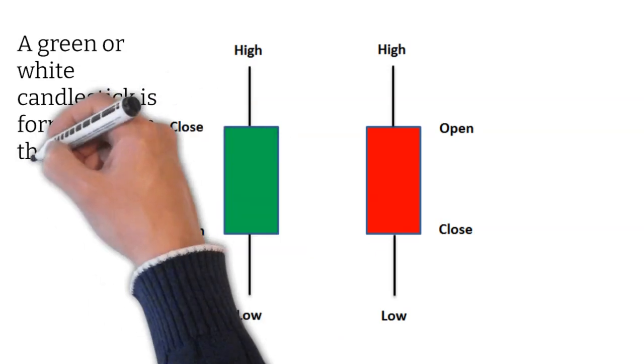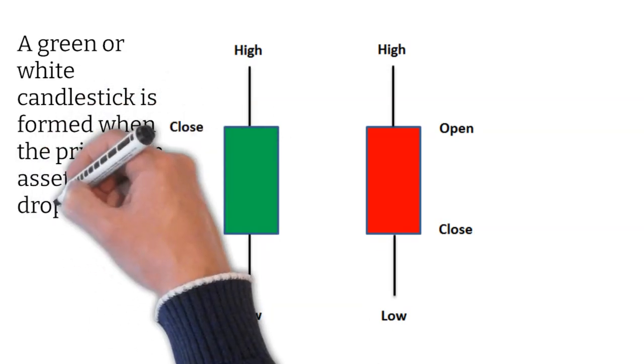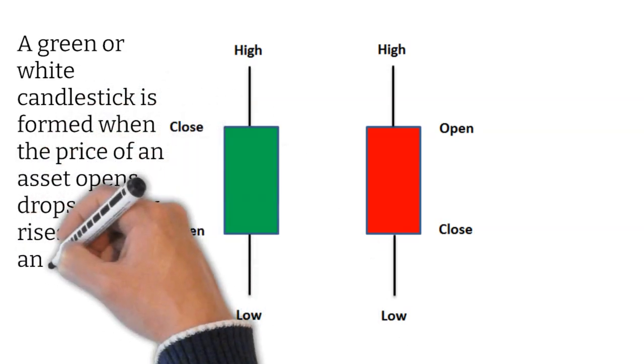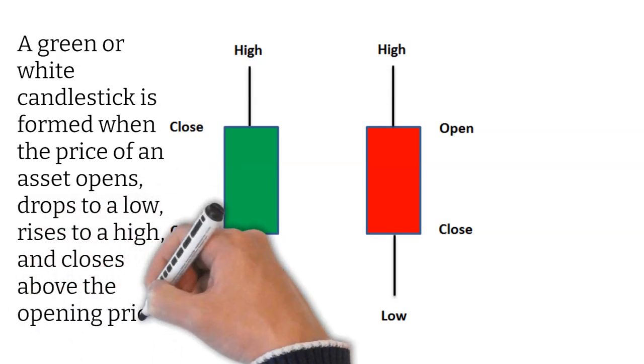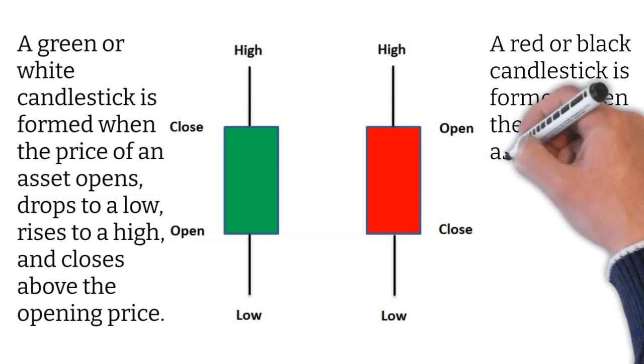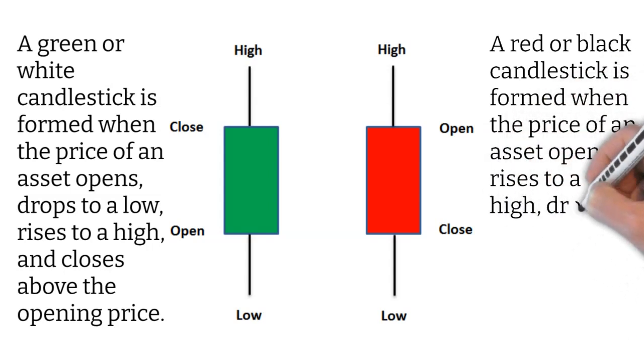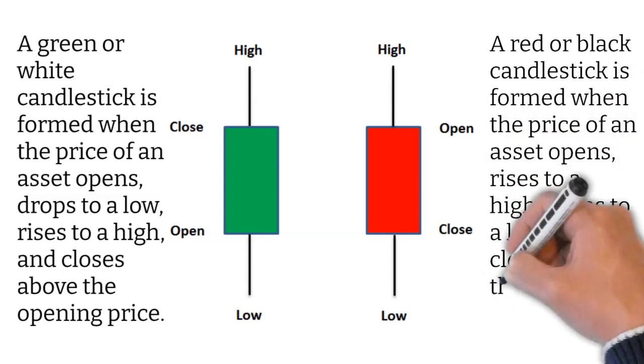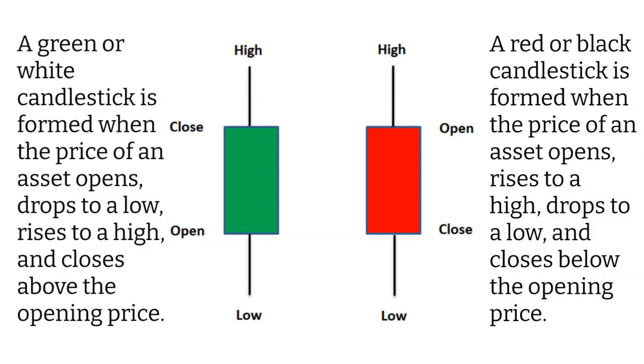A green or white candlestick is formed when the price of an asset opens, drops to a low, rises to a high, and closes above the opening price. A red or black candlestick is formed when the price of an asset opens, rises to a high, drops to a low, and closes below the opening price.